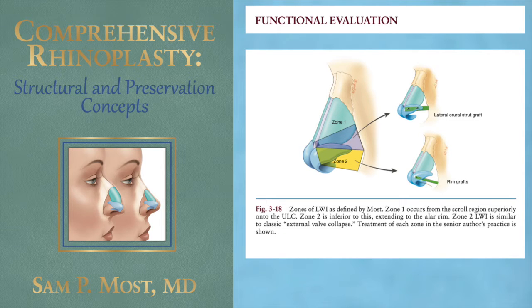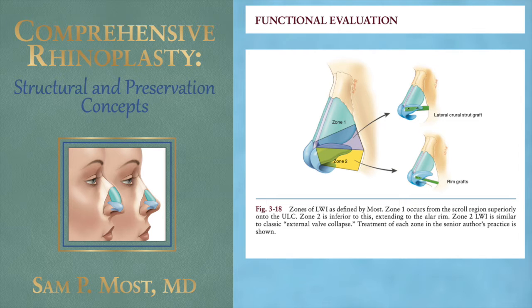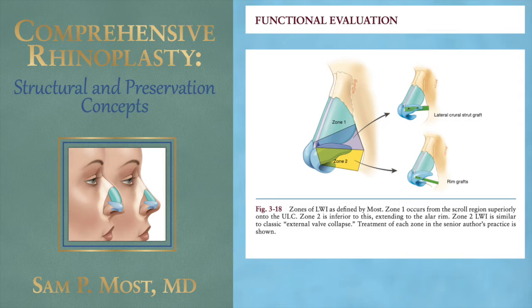Lateral wall insufficiency is movement of the lateral wall with increased negative inspiratory force when you breathe through your nose. And basically, I've described it as occurring in zone 1 and zone 2 as shown here. And we treat these a little bit differently. Zone 1 typically with lateral crural strut grafts. It can also be treated with other methods. And zone 2 typically with some sort of rim graft, which is another graft that supports that lateral wall. At the same time, of course, you'll want to fix any problems with the septum and so on. But this is an important part of our evaluation, and every patient is evaluated with regards to lateral wall insufficiency in zones 1 and 2.